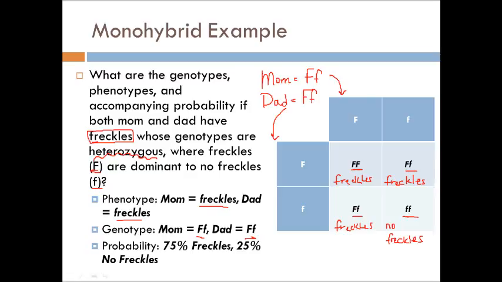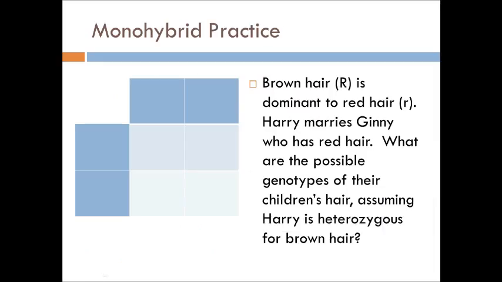So that means we have 3 boxes that are freckles, so that means we have 75% freckles, but we only have 1 box that is not freckles, which is 25%. Now remember, these percentages should add up to 100 because they are percentages. So we could say 3/4 or 75%, and we can say 1/4 or 25%. Alright, let's do one more example.